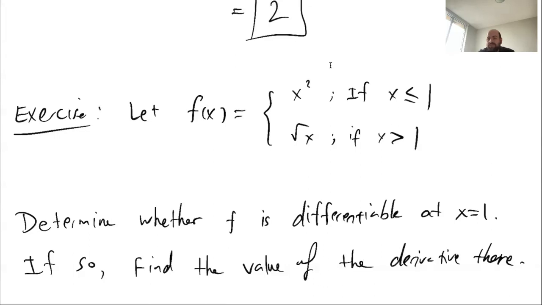You have to use the limit definition of derivative, the limit of f of x minus f of 1 over x minus 1. Try to see whether that limit exists or not. If that limit exists, then the function is differentiable and the value of the derivative is the value of the limit. If that limit does not exist, for example, if the left limit and right limit of that fraction at 1 are not the same, then this limit does not exist, and the function will not be differentiable at that point. So this is just a hint for this exercise.